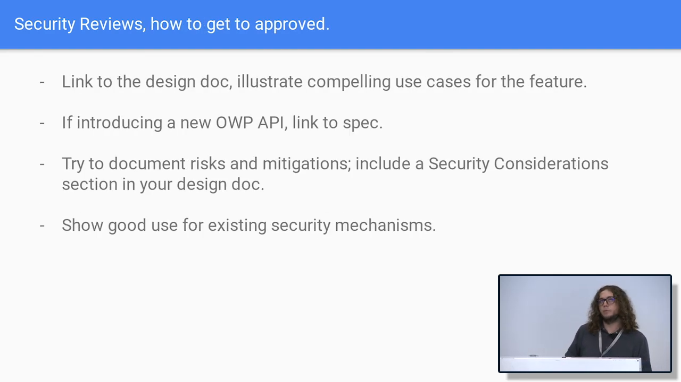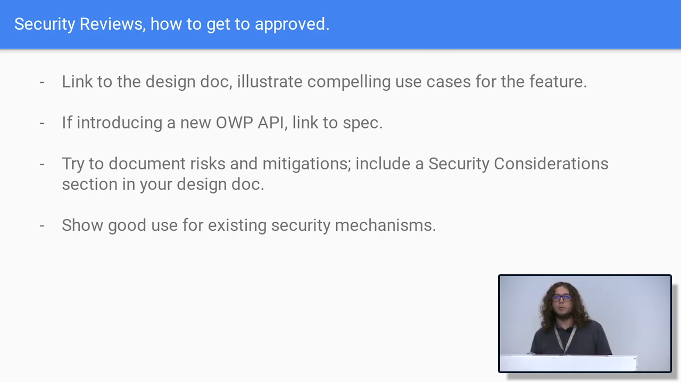So how to get approved quickly when you're working on a security review? For one, we need the design doc, and if you're changing any UI, we need mocks. So we appreciate if you point us to those when you're running through the review process. If you're working on a new Open Web Platform API, then we also need a link to the spec, to the spec proposal or the spec change.